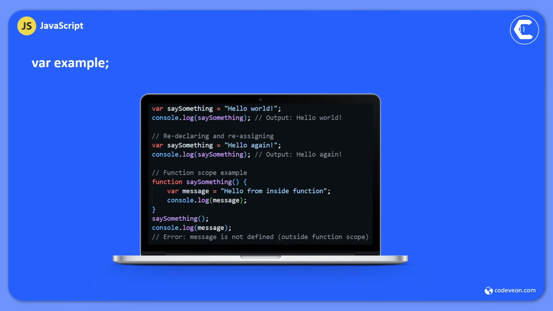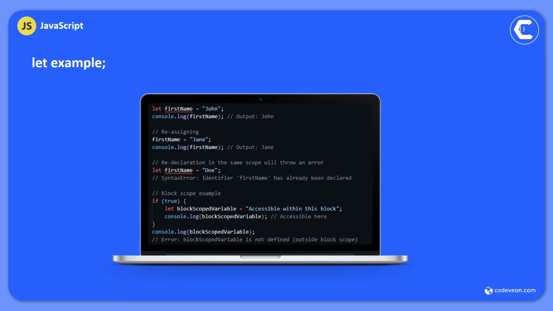Var example. We defined a variable called saySomething and set a value. Later, we defined the same variable again and set the value, but we didn't get an error. Afterwards, we defined the message variable in a function, set the value, and wanted to print this variable to the console while outside the function. And we got an error.